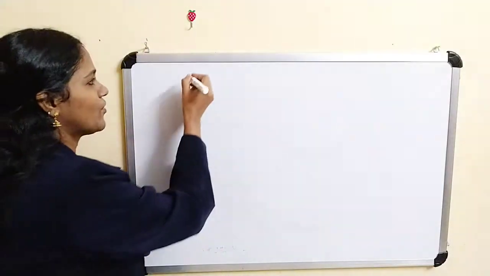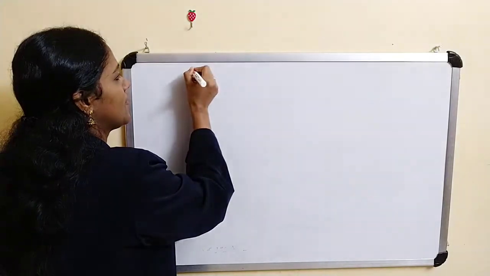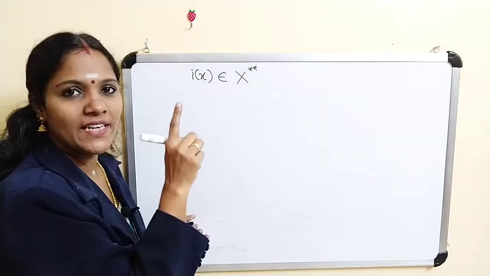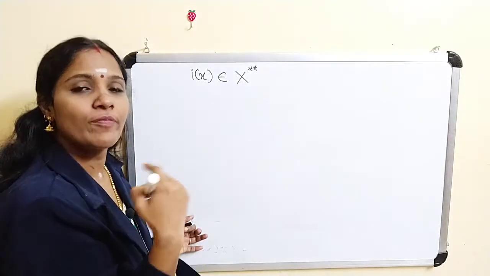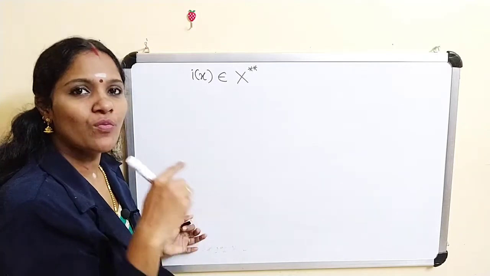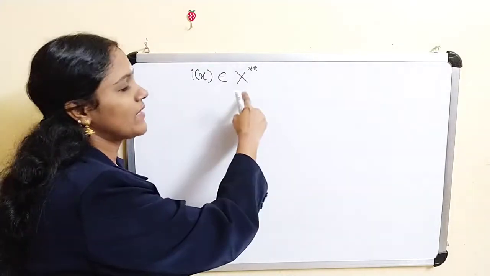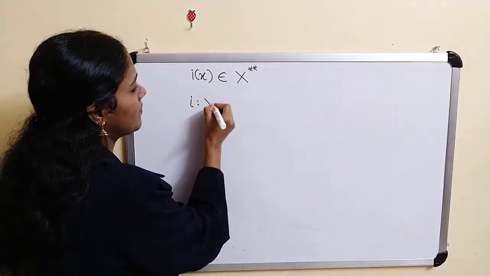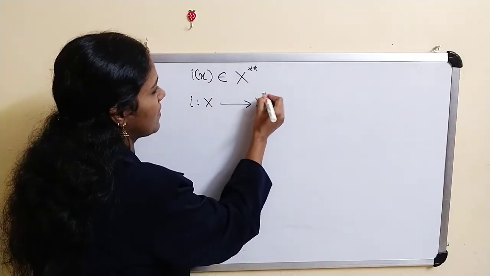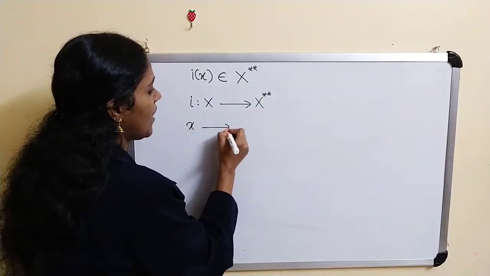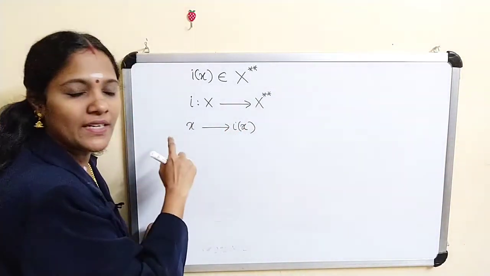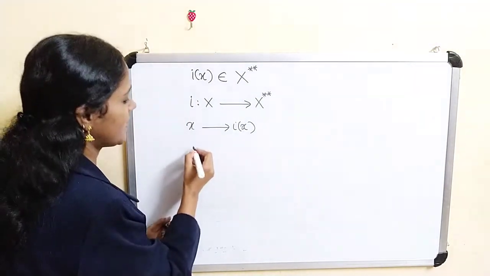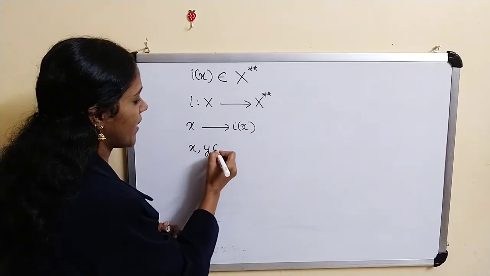That means I of x belongs to x double star. Bounded linear functional on x means f belongs to x star. Bounded linear functional on x star implies I of x belongs to x double star. Okay. Now we are considering the map I from x to x double star such that x goes to I of x. Now we are going to prove this I is a linear map. Okay. For this you take some x comma y belongs to x.